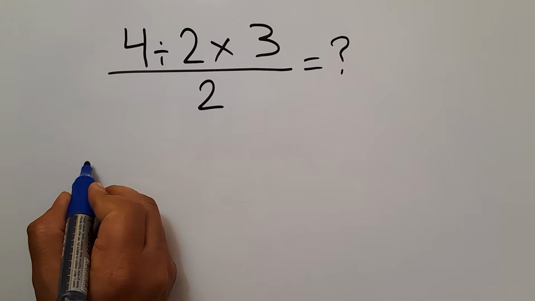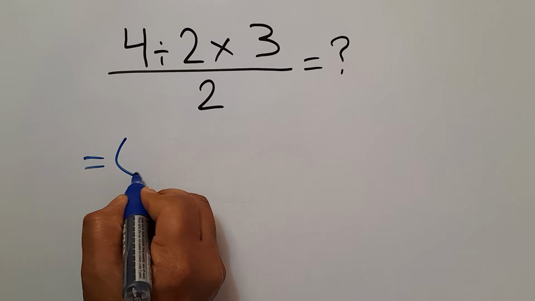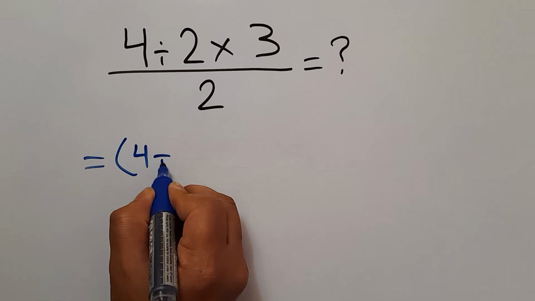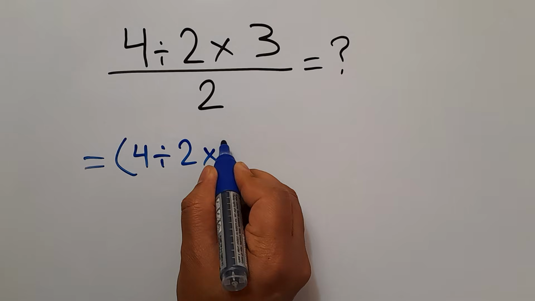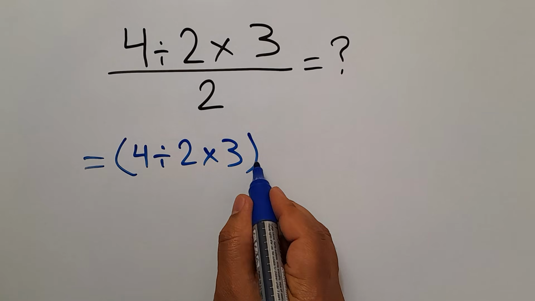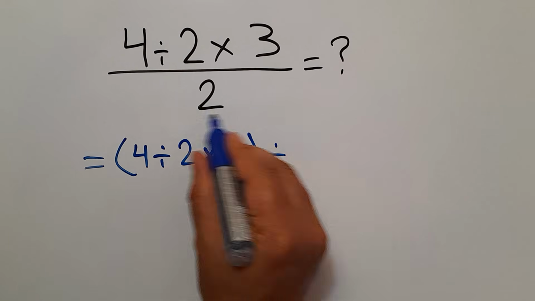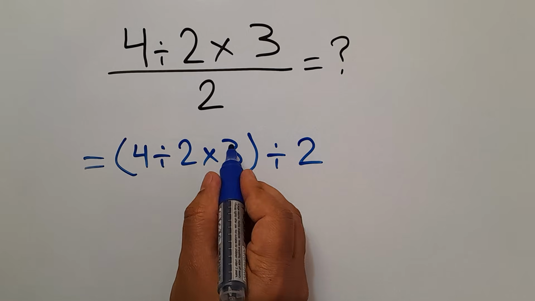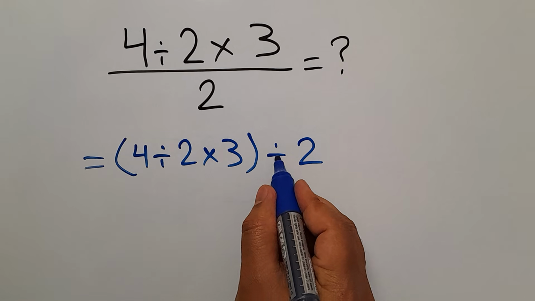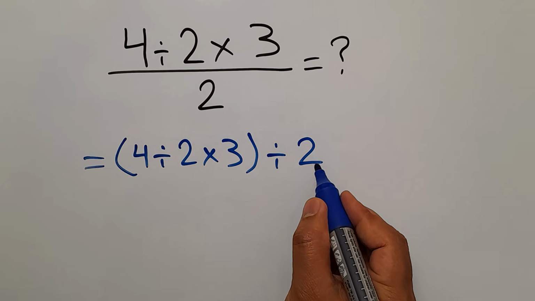This fraction can be written as 4 divided by 2 times 3 inside this parentheses, then divided by just 2. The numerator divided by denominator.